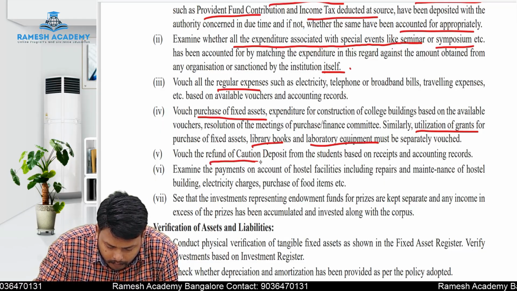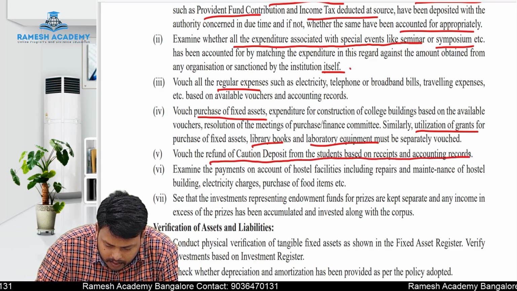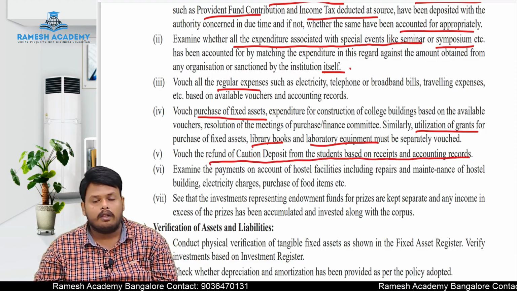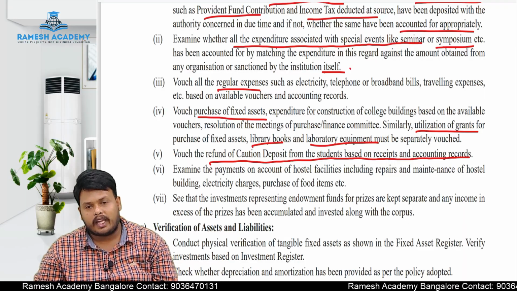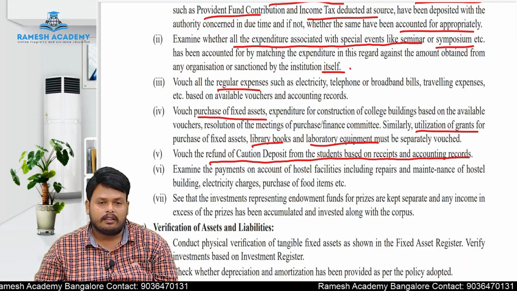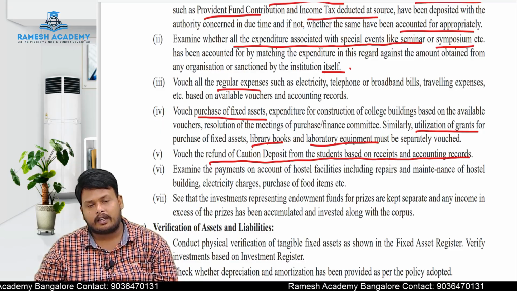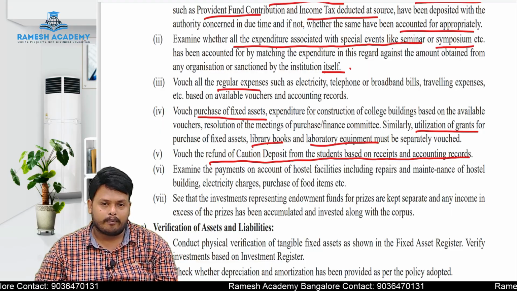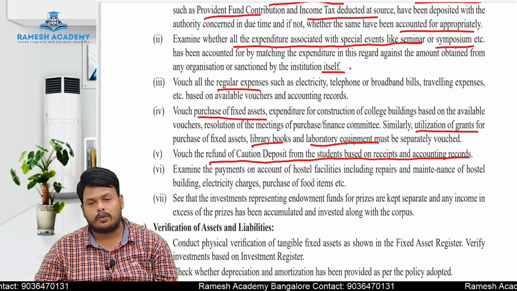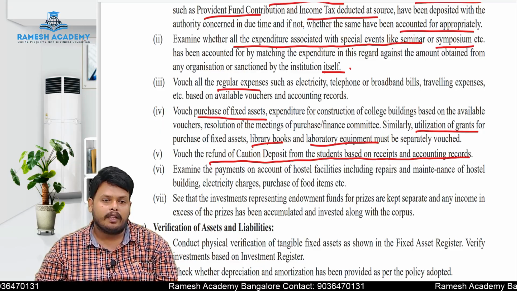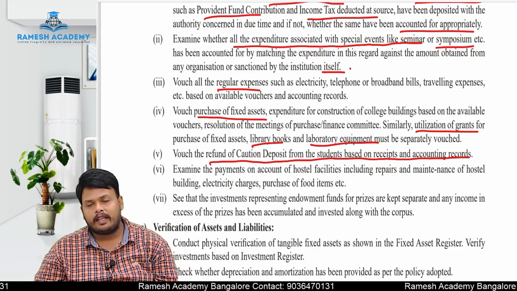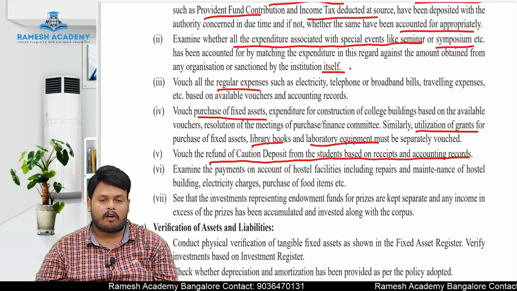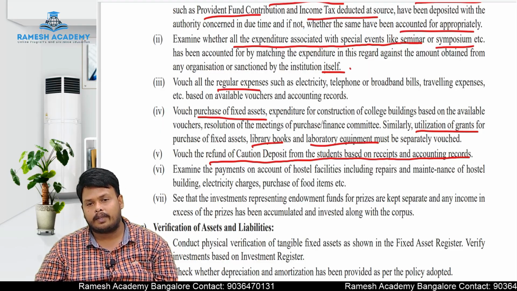Watch the refund of caution deposit from the students based on receipts and accounting records. Whenever a student joins the higher section, the educational institution will collect a caution deposit at the beginning of the year itself, because once the student is admitted into the college, if anything is done wrongly by that student, then whatever damage the organization bears will be deducted from that caution deposit.